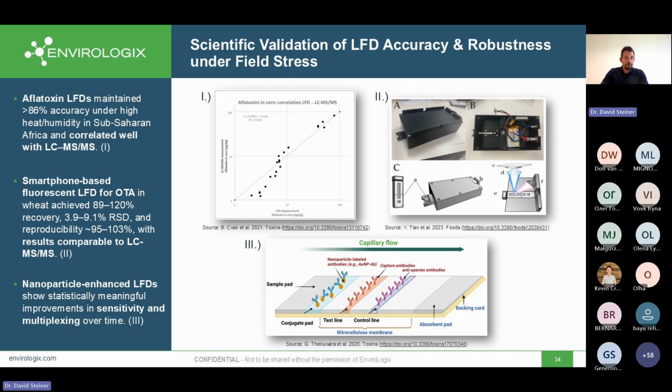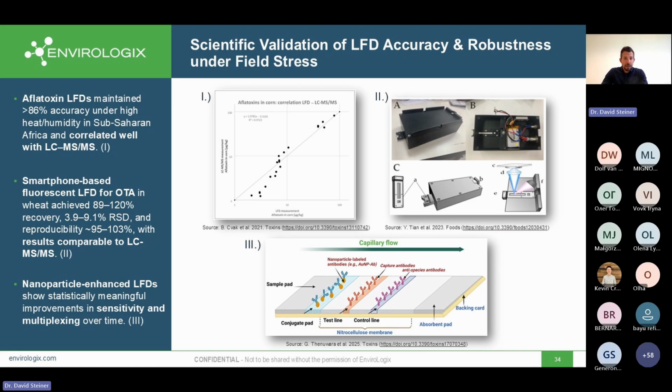So we can see that in a study from 2021 that shows, for example, in sub-Saharan Africa, samples that aflatoxin LFDs maintained over 86% accuracy, even under high heat and humidity, correlating closely with LC-MS results. Handheld smartphone-based fluorescence LFDs for ochratoxin A in wheat further demonstrated the potential for some semi-quantitative on-site analysis, achieving very satisfying recoveries and also reproducibility results.